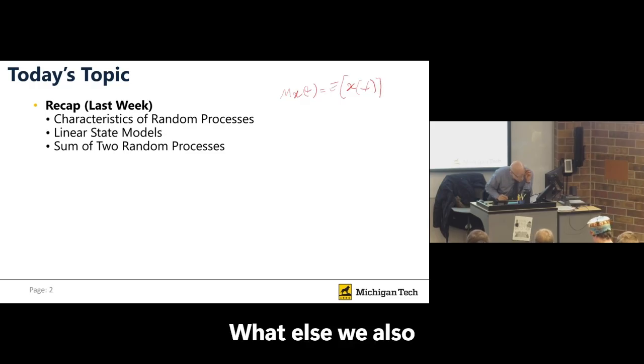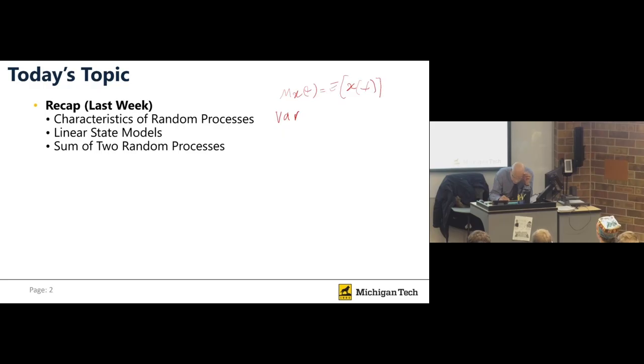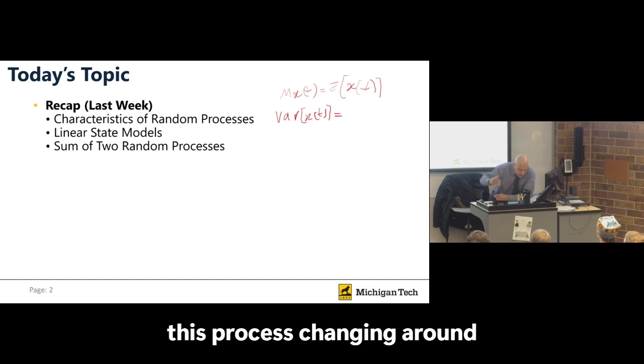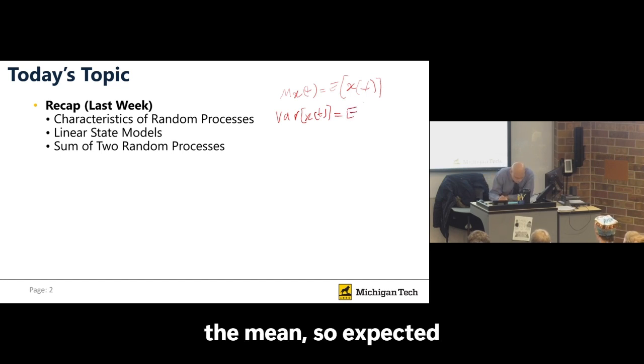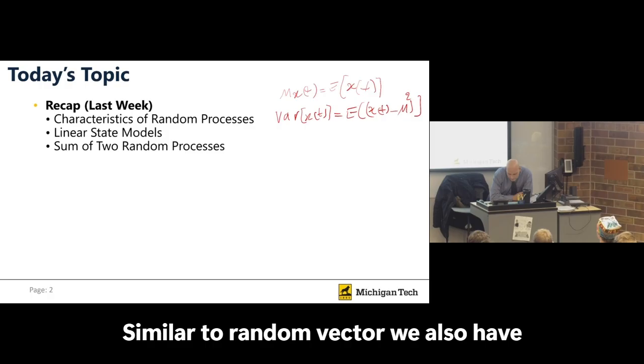What else? We also know variance. Variance of random process. Variance of x t is like how much this process is changing around the mean. So expected value of process x t minus mu, mu is mean, and a square. Similar to random vector, we also have variance for random process.